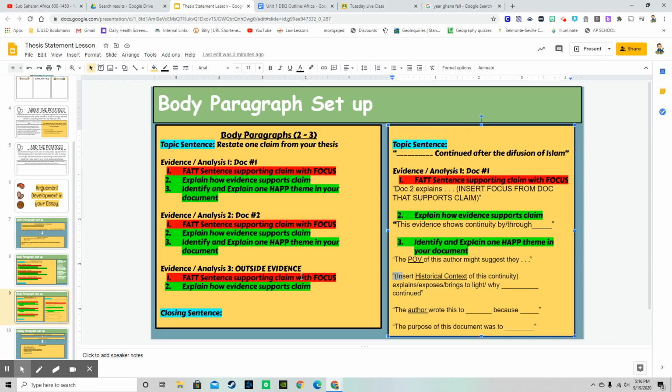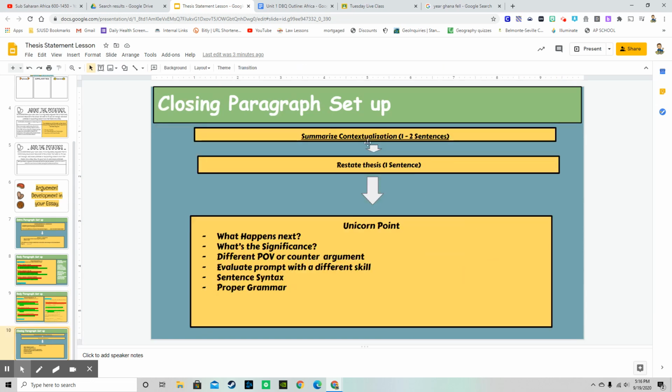Okay, so that is how you would do your body paragraphs. Now, your closing paragraph is pretty easy. You summarize your contextualization that you did in your opening paragraph, and then you restate your thesis, and then this is where you get your unicorn point. Now, you can get your unicorn point a bunch of different ways, and it's usually pretty biased to the reader, but a lot of them look at it, can you just write like a historian? Do you have proper syntax? Do you have proper grammar? Are your sentences structurally set up appropriately? Are you explaining what's significant, what happens next?